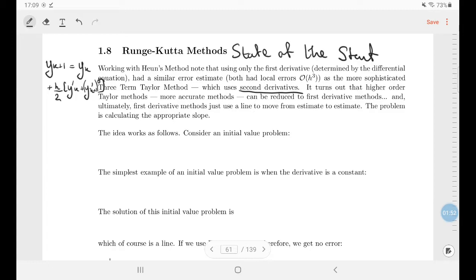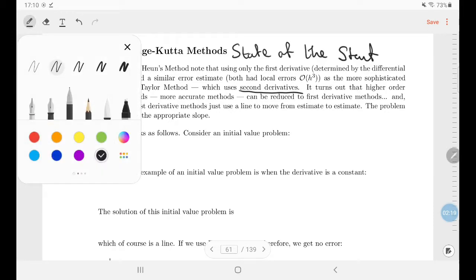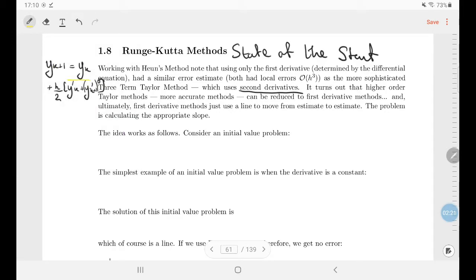They can be reduced to first derivative methods. So all these good methods can be reduced. Instead of having to calculate second, third, fourth, fifth, sixth, seventh derivatives, you can just do with first derivatives. So basically, rather than using, as say a four-term Taylor does, a cubic to get from one point to the next, you can combine lots of slopes and just go along a line. So the thing is to calculate the appropriate slope. So in the case of Heun's method, the slope you use is you average two slopes.